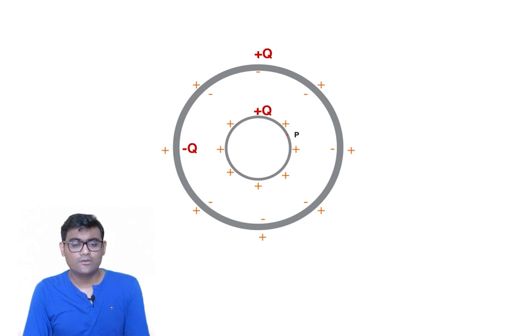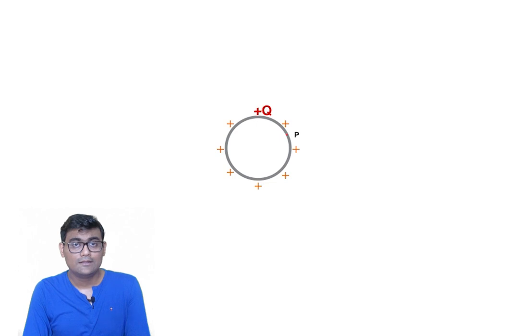So there are different charge distributions, and we are going to apply the superposition principle to find the potential at this point P. So let's start first with the plus capital Q charge spread over the smaller sphere. And we know that for any point on the surface of this metal sphere, the potential is simply kQ divided by the radius of that sphere, which is A in this case. So the potential at point P due to this charge distribution is simply kQ by A.